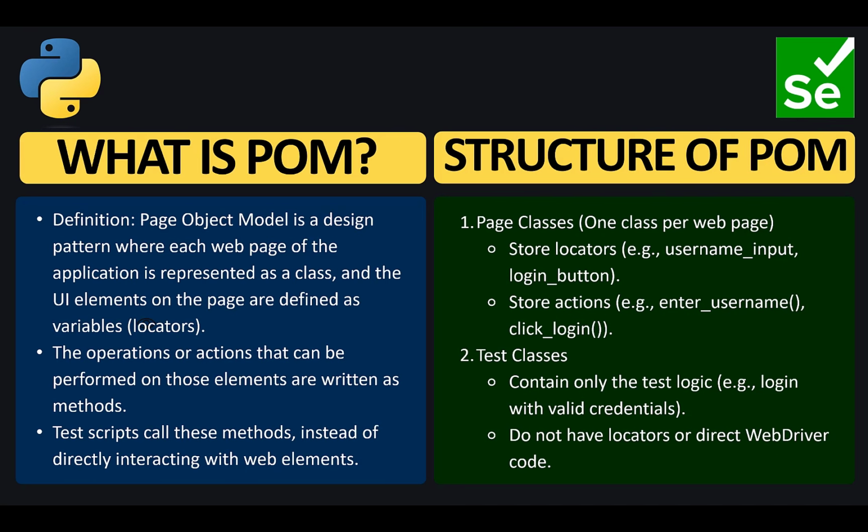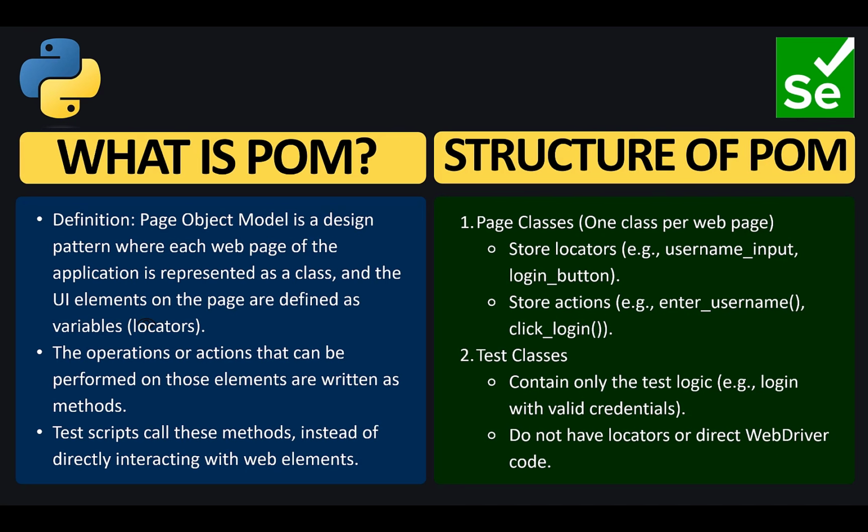Okay. Now, when we talk about the structure of the POM, basically we have page classes. One class per web page, you need to remember this. It contains two main things. One, to store the locators. For example, you are identifying the username field. The locator of that would be in that particular class. Similarly, any other elements on that web page should be in that particular class.